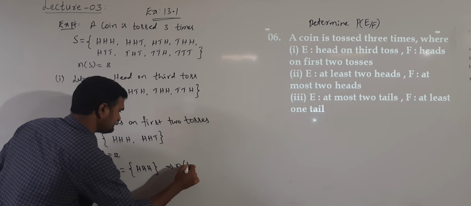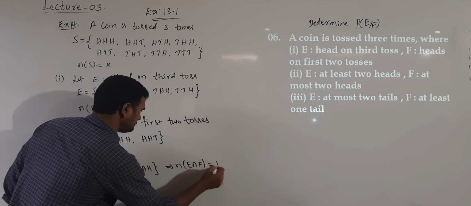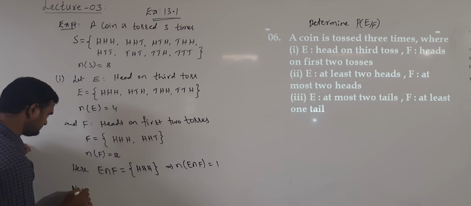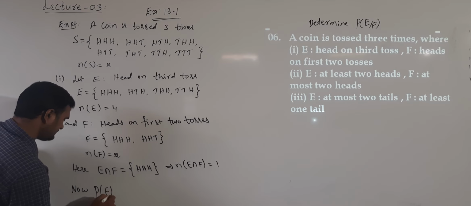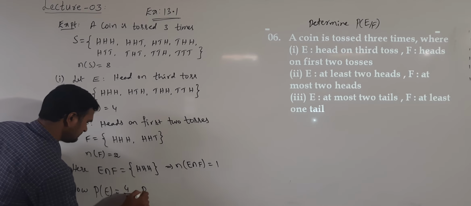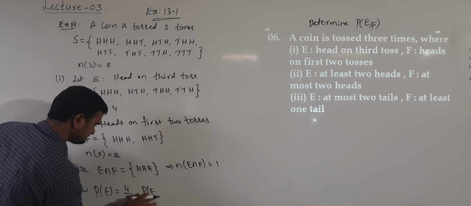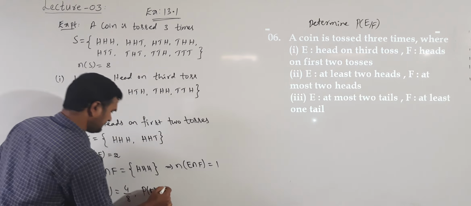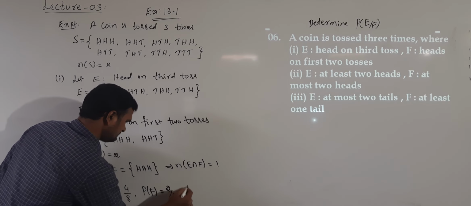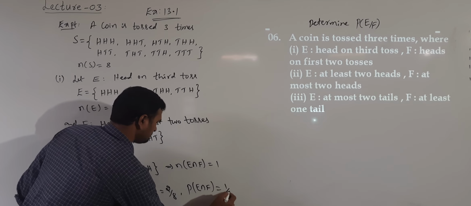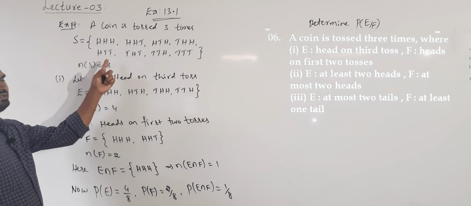So N of E intersection F is only one element. So we can write probabilities. Probability of E is 4 out of 8 elements. Probability of F is 2 out of 8 elements. And probability of E intersection F is 1 out of total 8 elements.